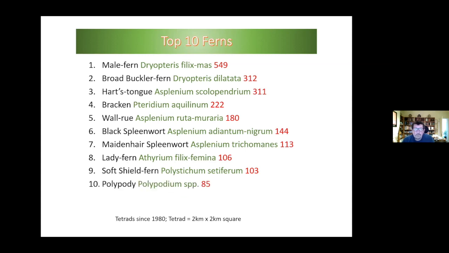And last of all, polypody. Now I've grouped all the polypodiums together, and I'll explain why I've done that later. And they have 85 tetrads. So as there are about 740 tetrads, you're thinking about 1 in 10 tetrads you'll find a polypody. Okay, so that's the top 10. I'm going to look at those in a little tiny bit more detail now.